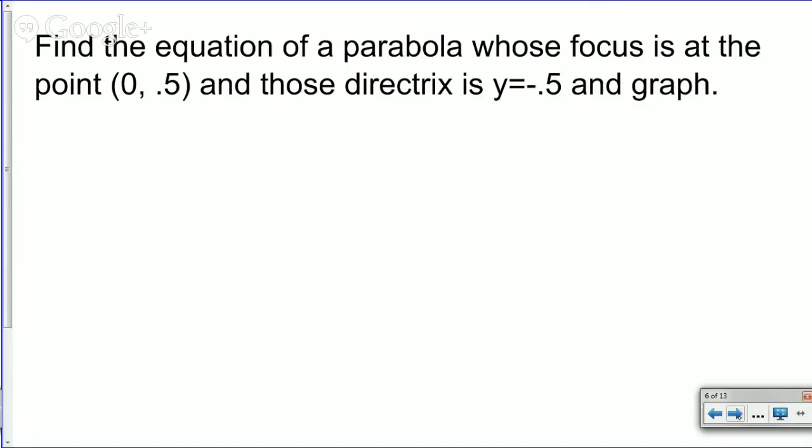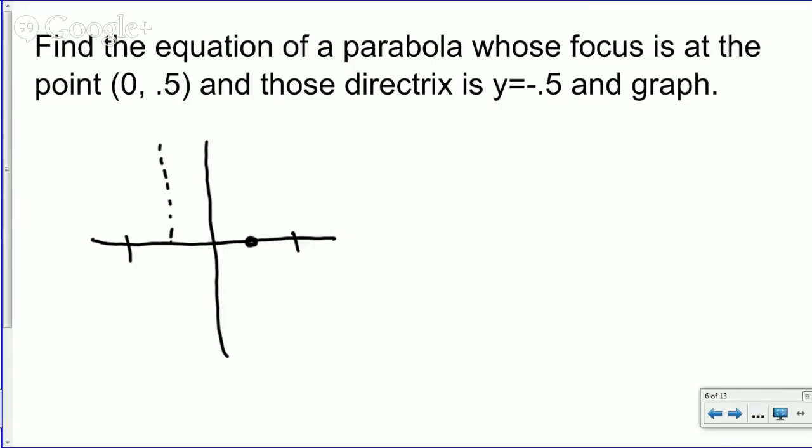Find the equation of a parabola whose focus is at the point (0, 1/2) and whose directrix is at y equals negative 1/2, and graph. Well, we're going to graph out what they give us, that way we can see what we're looking at. So the focus is at 0, 1/2. So 0, let's make this a 1. So 0, 1/2. There's that. And the directrix is at y equals negative 1/2. So here's my directrix.